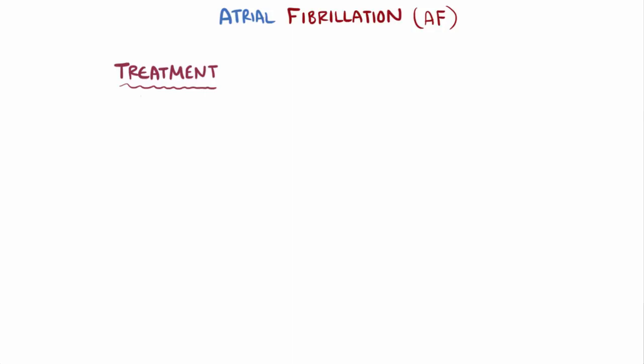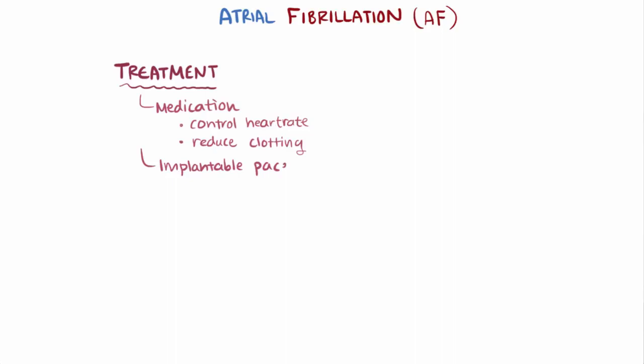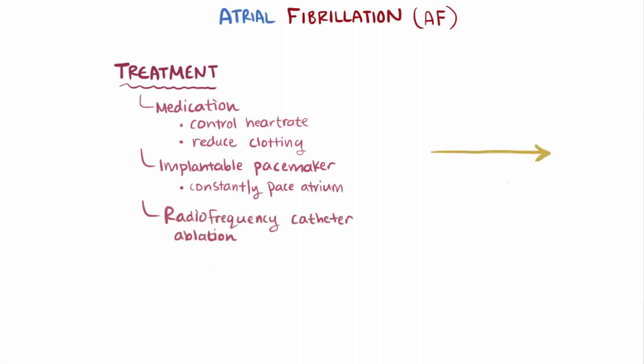to patient. Certain medications that help control the heart rate might be given, or medications that reduce the likelihood of blood clot formation and therefore prevent stroke. Also, patients might receive an implantable cardiac pacemaker, which, by constantly pacing the atrium, can reduce the chance of an AF episode. Finally, some patients might have a radiofrequency catheter ablation, where certain areas of tissue are destroyed such that the electrical signal doesn't propagate anymore.